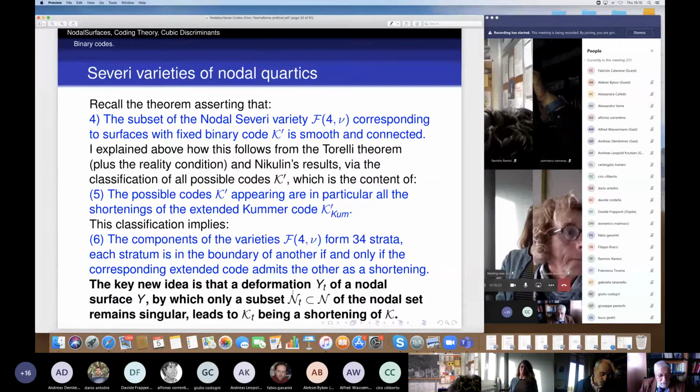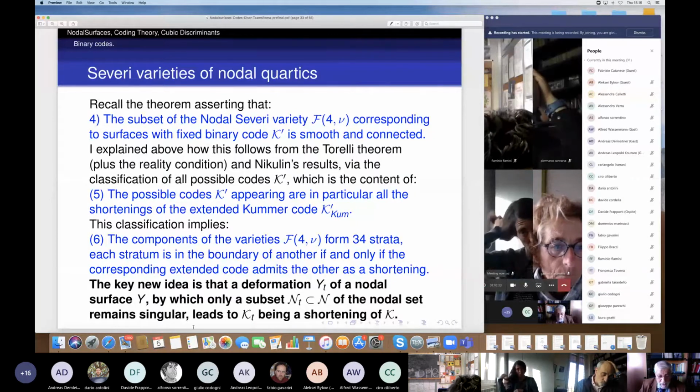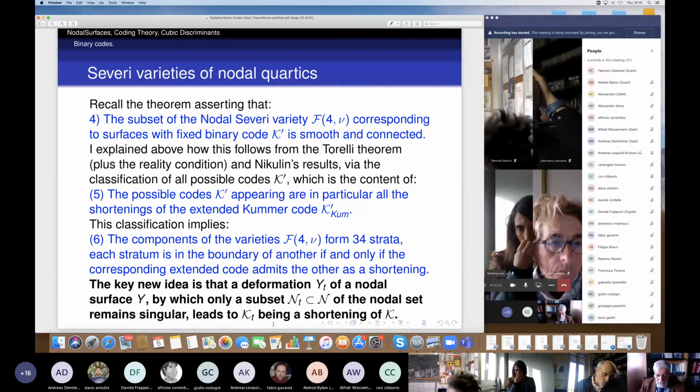But let me point out that this is the key new idea. A deformation Y_t of a nodal surface by which only a subset N_t of N of the nodal set remains singular leads to K_t being a shortening of K.